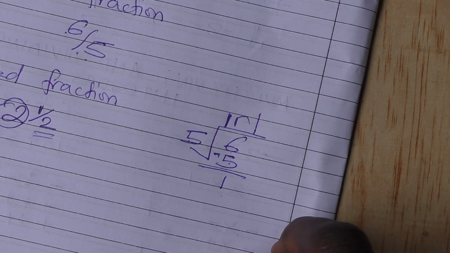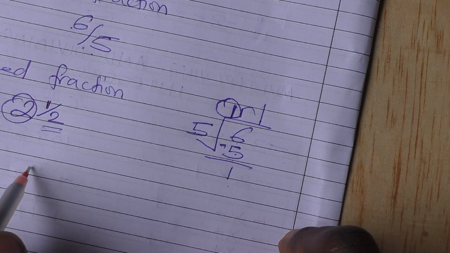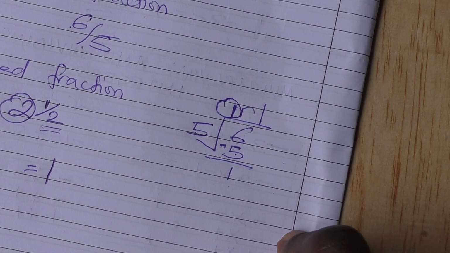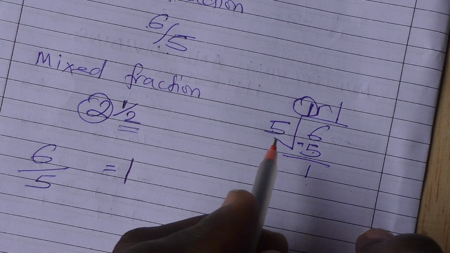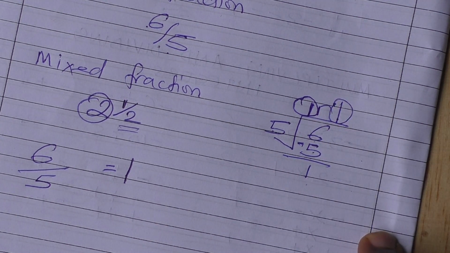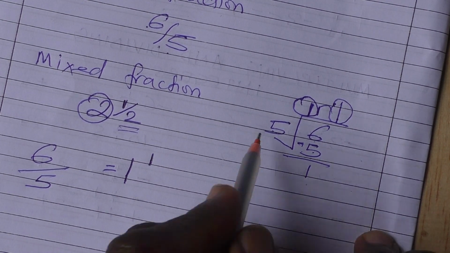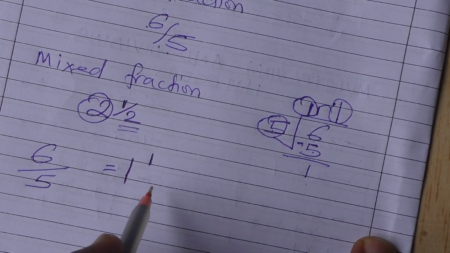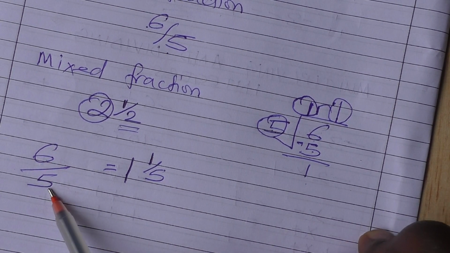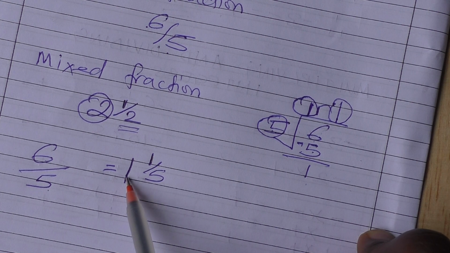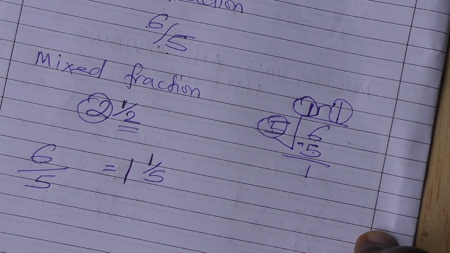Now we take the 1 as our whole number, and then the remainder becomes the numerator, and the divisor becomes the denominator, meaning that 6 over 5 is equivalent to 1 and 1 over 5.